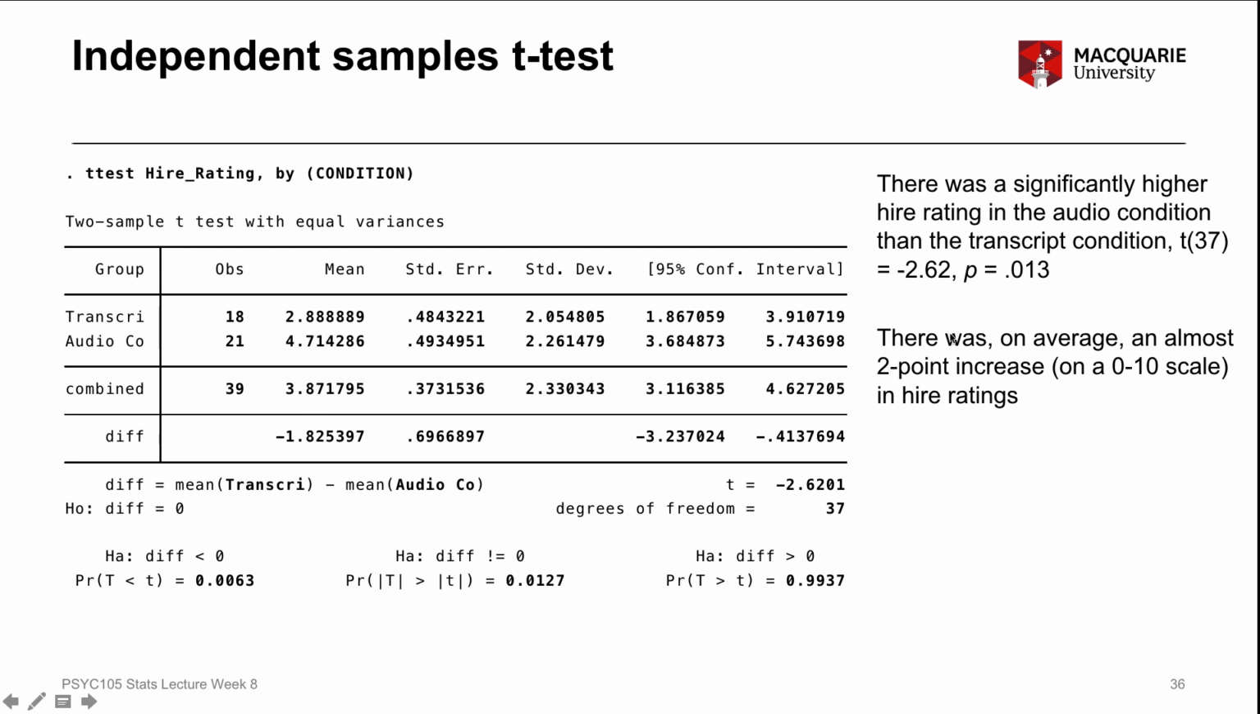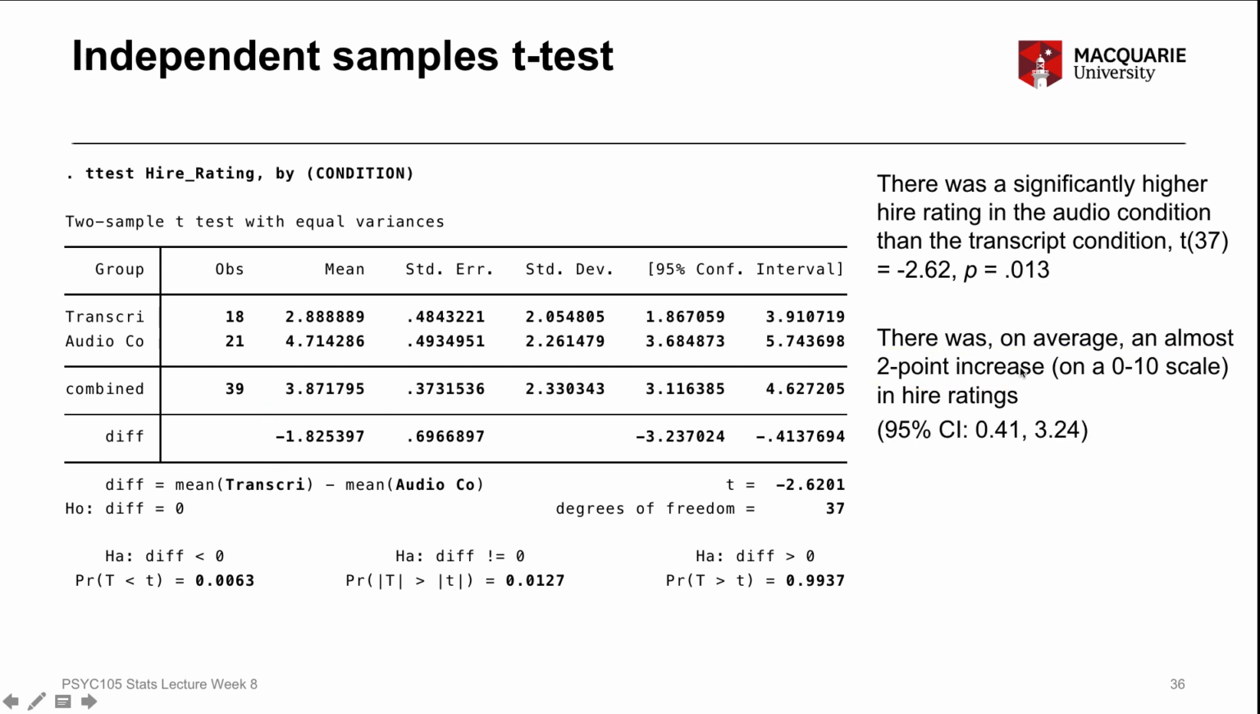So I could say, to communicate the size of that difference to whoever's listening to me talk about these things, we can say something like there was on average an almost 2-point increase on a 0 to 10 scale in hire ratings. And so giving the reader an idea of what the scale is helps us to interpret how big or how substantial that 2-point increase is. Because if this was on a scale from 0 to 100, a 2-point difference is a very small difference, whereas on a 0 to 10 scale, a 2-point difference is actually quite a big difference. So that's where that's come from.